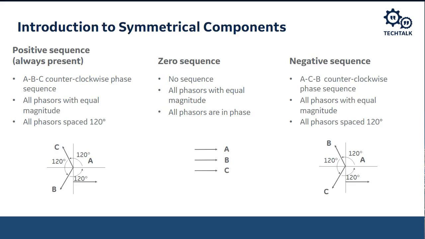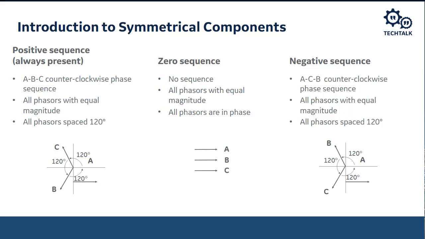And the negative sequence components have an ACB, counterclockwise phasor sequence. So again, other than having a different phase sequence, it's similar to the positive sequence components, because all the phasors will have equal magnitude and all the phasors will be equally displaced by 120 degrees. So that's what we're trying to arrive at.